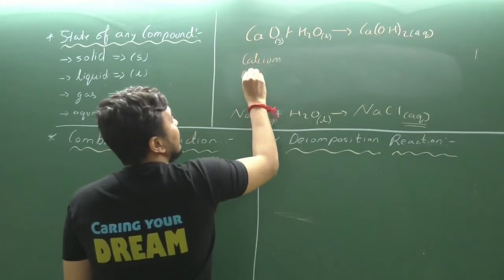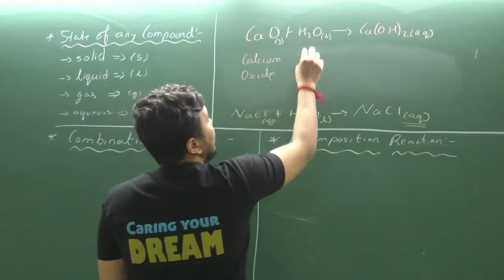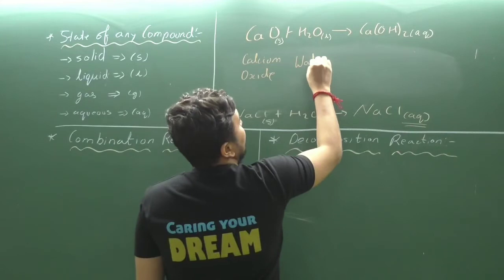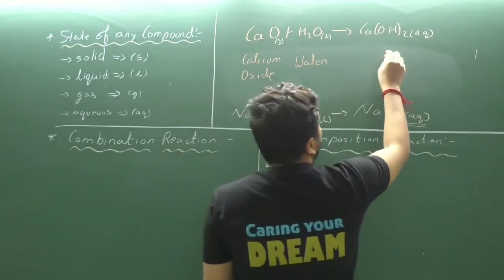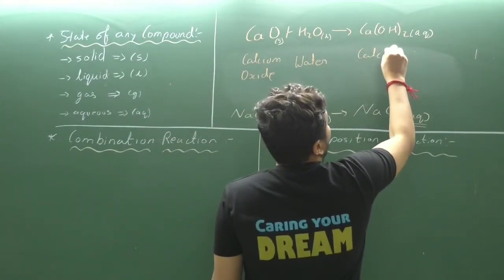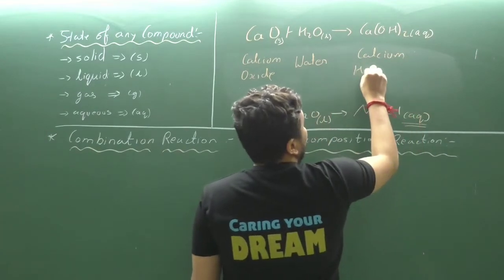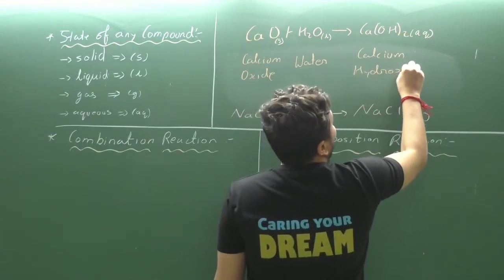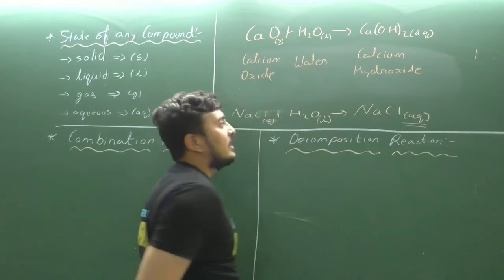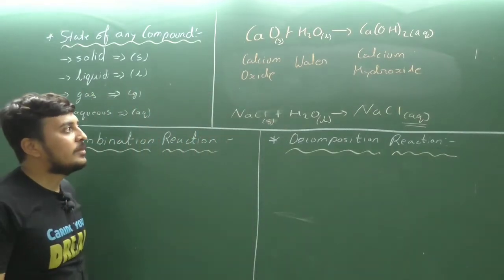Calcium oxide. H2O means water. What is Ca(OH)2? It is calcium hydroxide. It is calcium hydroxide.